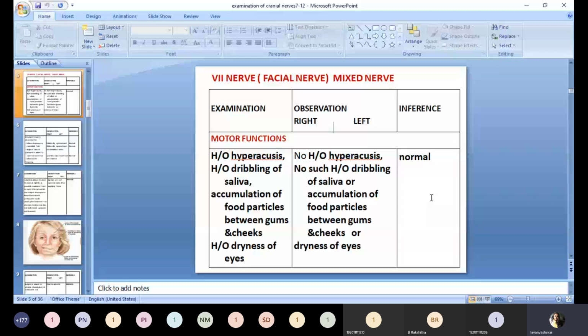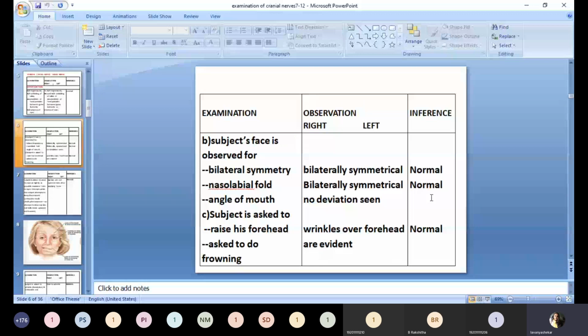Okay. So the next is you're going to observe the facial expression of the subject. Then you're going to check for the symmetry of the face. Usually the face is bilaterally symmetrical. Also you're going to check for the nasolabial fold and the angle of the mouth. The symmetry and the nasolabial fold are both bilaterally symmetrical in a normal individual. So if you find it is bilaterally symmetrical, then in the inference column you are going to write it as normal.